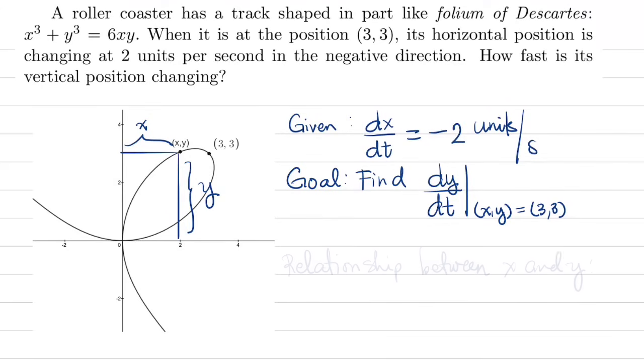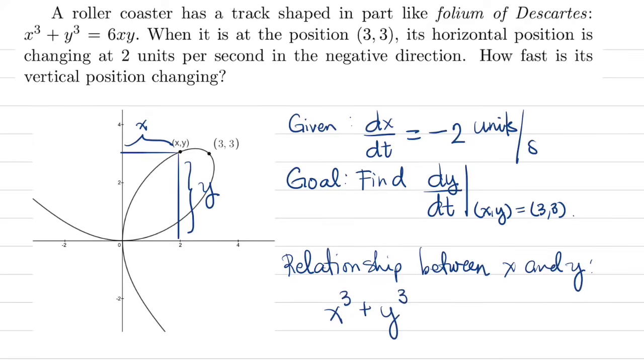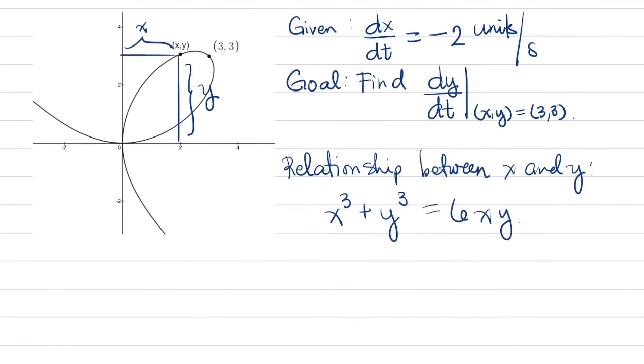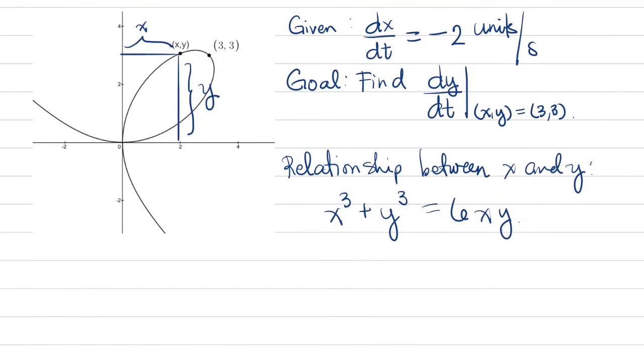Okay. So let's go now to the relationship between x and y. But it is given actually, no? It's given. It is x cubed plus y cubed equal to 6xy. So we have x cubed plus y cubed equals 6xy. So what is the next step? The next step is to get the derivative of this with respect to time. Okay. So we get the derivative.